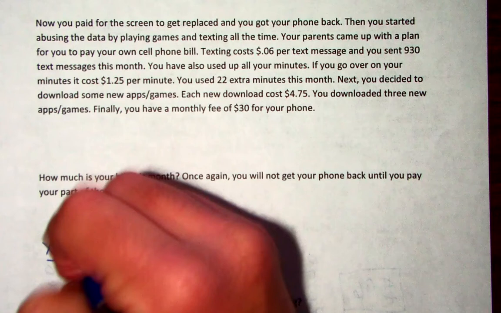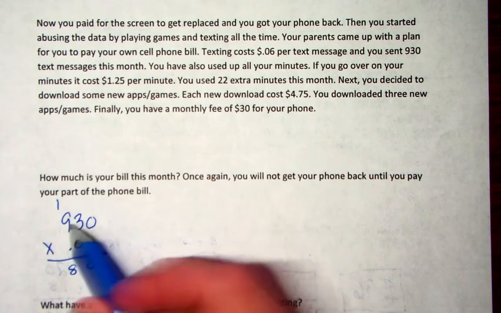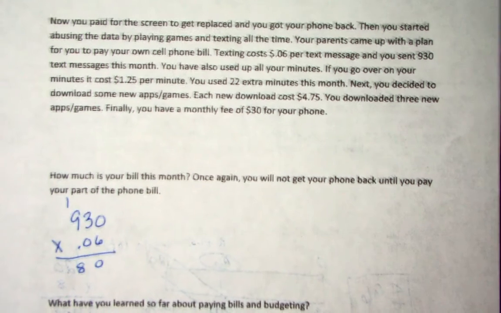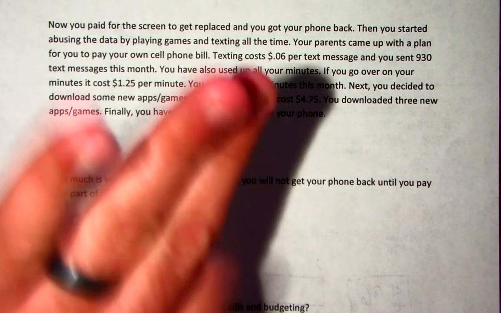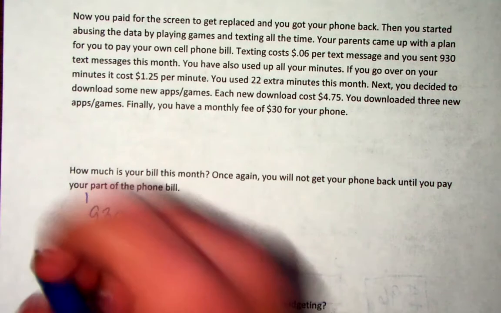Well, 6 times 0 is 0. 6 times 3 is 18. 6 times 9, anyone? That is 54. 9, 18, 27, 36, 45, 54. Plus 1 is 55.